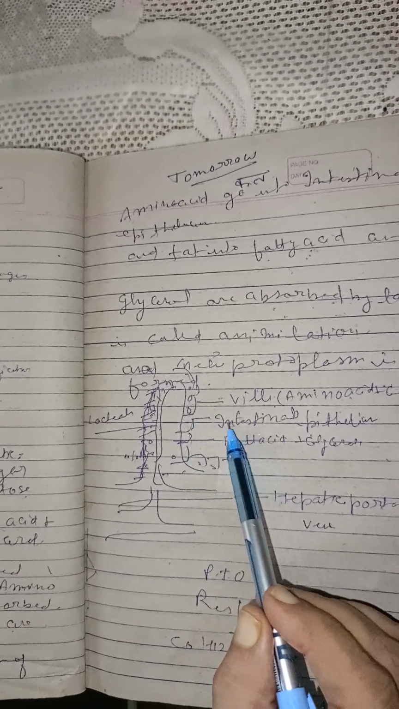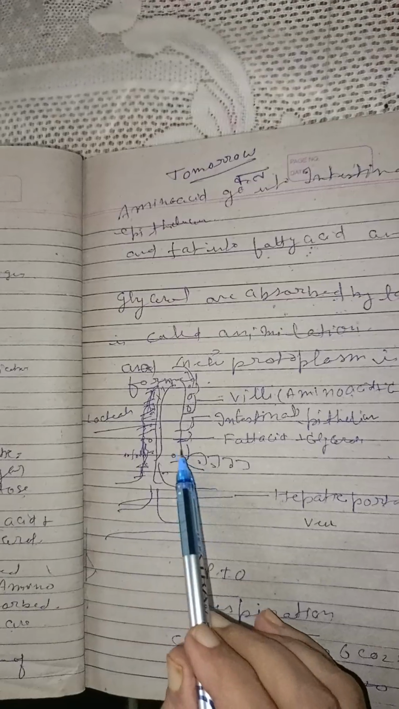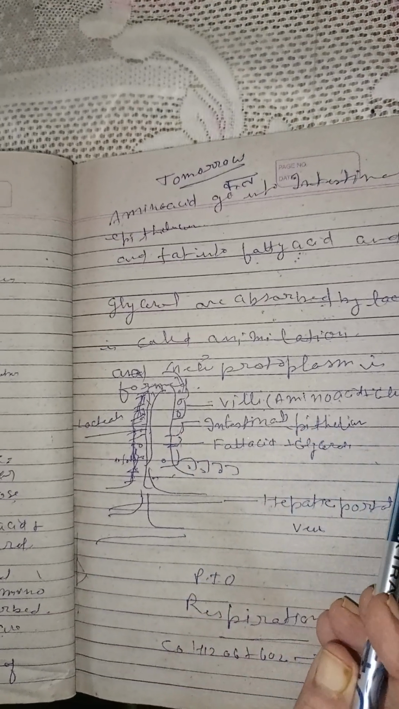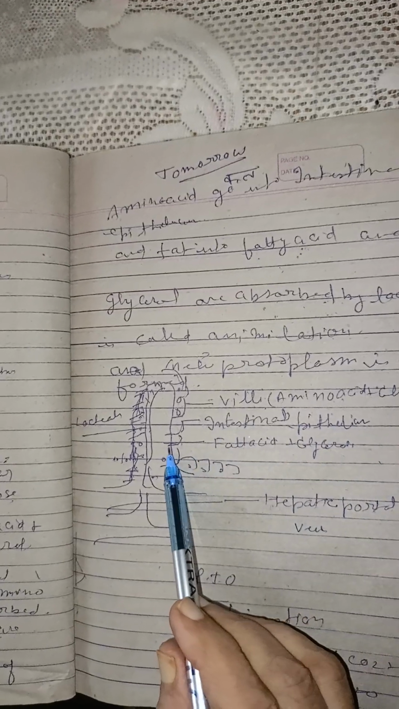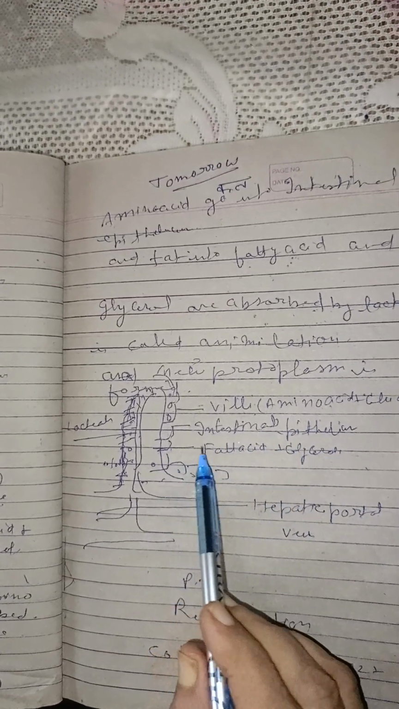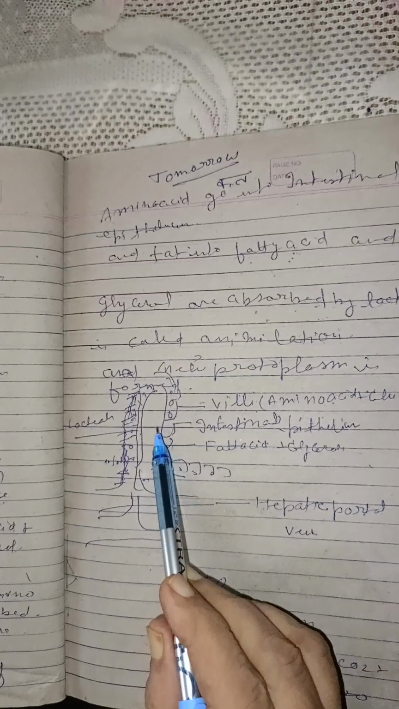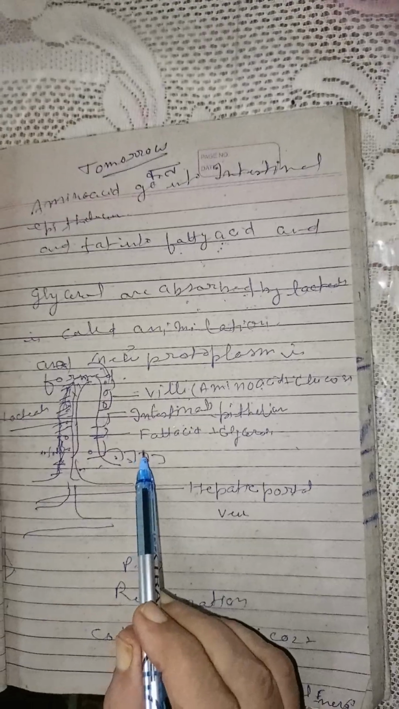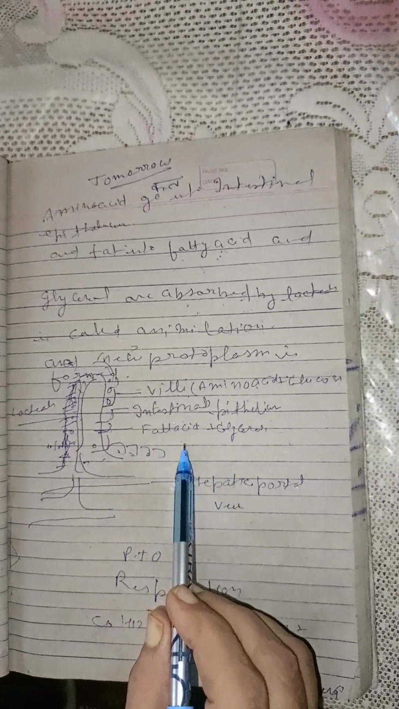In the intestine, the villi structure is found. They are very important, and amino acids etc. are absorbed. Below it is found the intestinal epithelium. The intestinal epithelium absorbs the fatty acids and glycerol.